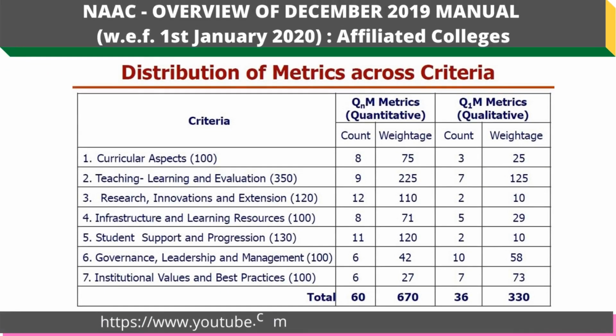Then you can see in the current manual the distribution of the metrics criteria wise along with the criteria wise weightage, shown in this table. Here you can see a total of seven criteria, with their weightage mentioned in brackets. Criteria one, curricular aspects, 100. Then teaching, learning and evaluation, highest weightage, 350 points. Criteria three, research, innovations and extension, 120 points. Criteria four, infrastructure and learning resources, 100 points. Criteria 5, student support and progression, 130 points. Criteria 6, governance, leadership and management, 100 points. Criteria 7, institutional values and best practices, 100 points.